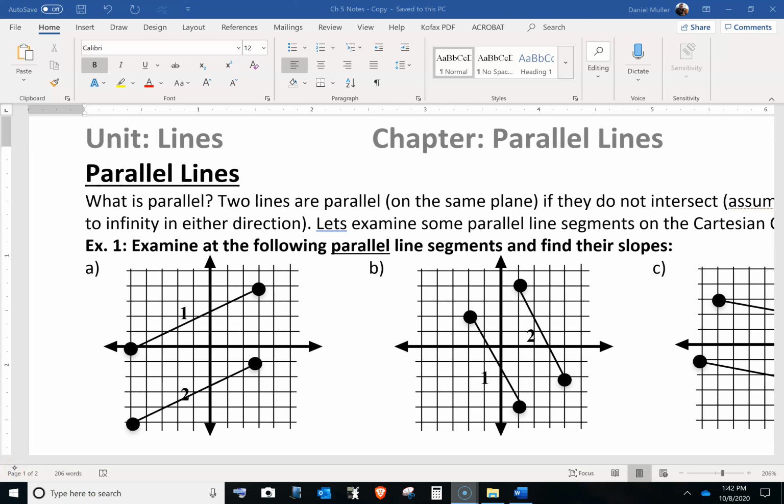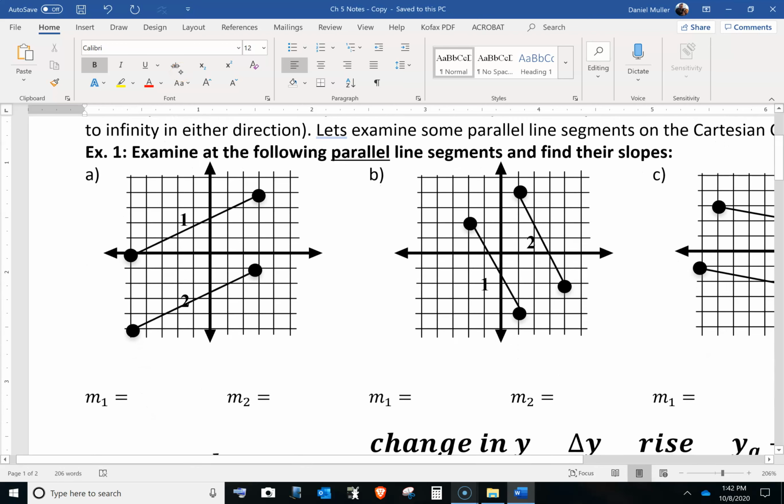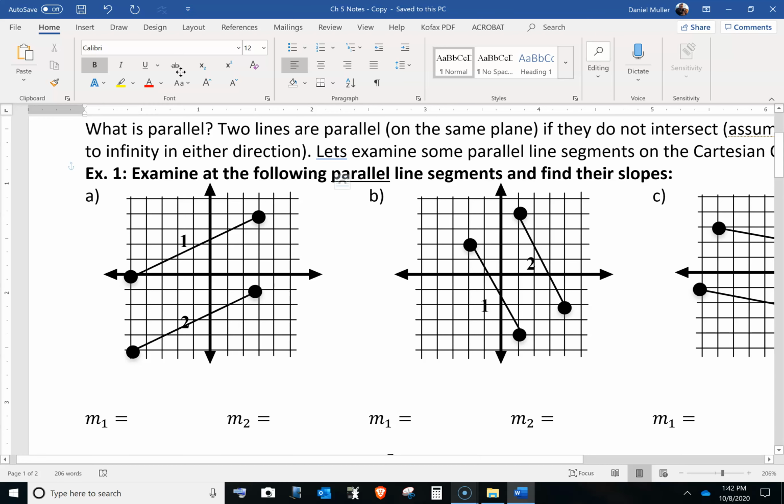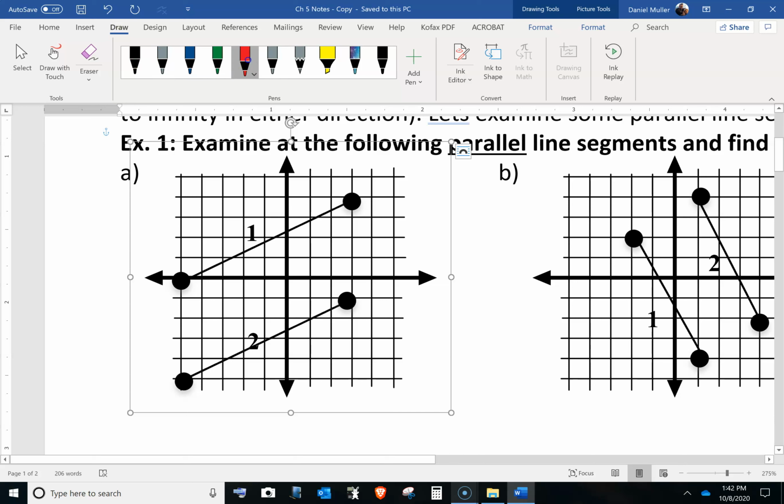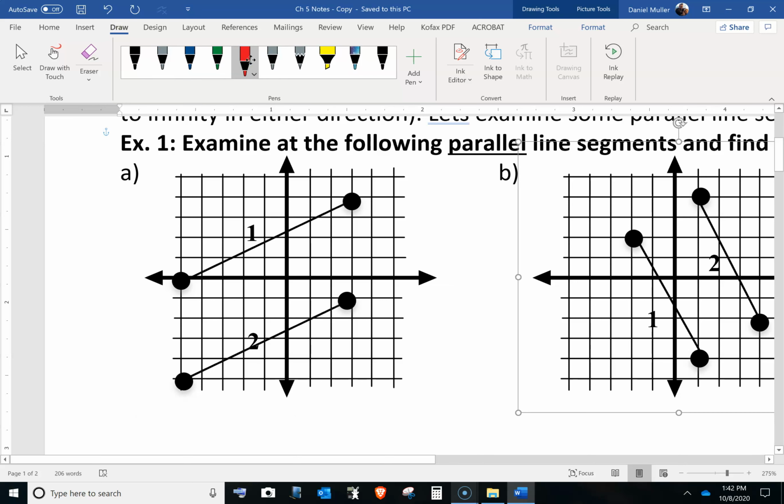All right, now we're looking at parallel lines. It says examine the following parallel line segments and find their slopes. They are labeled 1 and 2, so that's good. It's asking us to find the slope for 1 and the slope for 2.